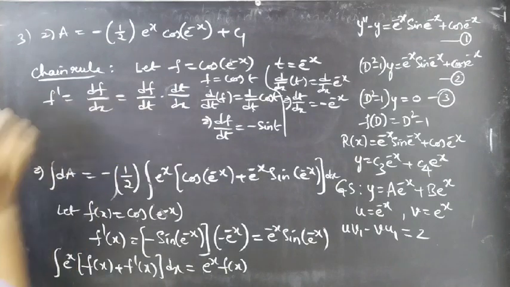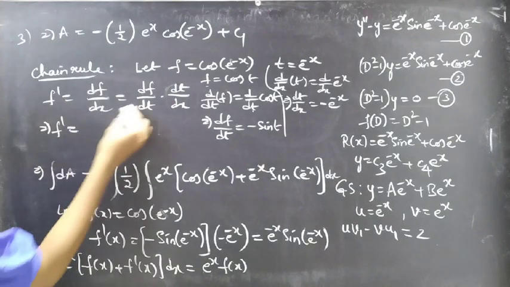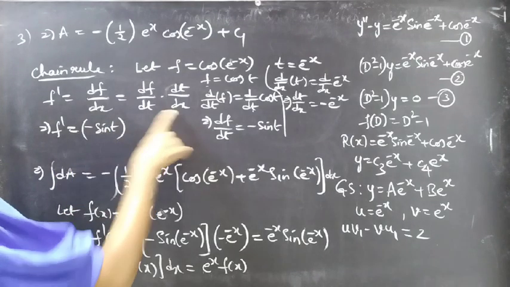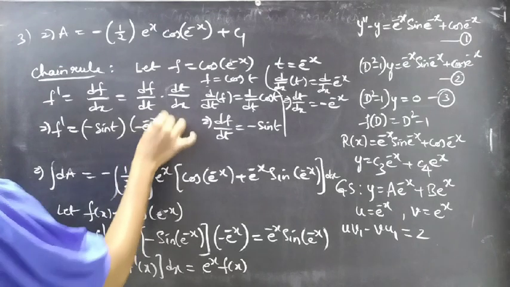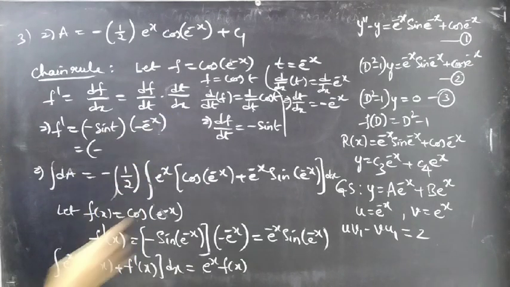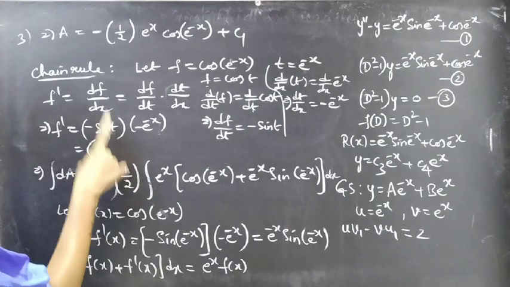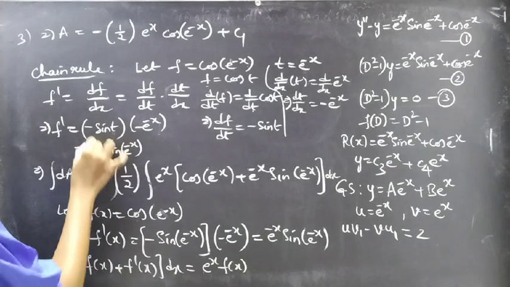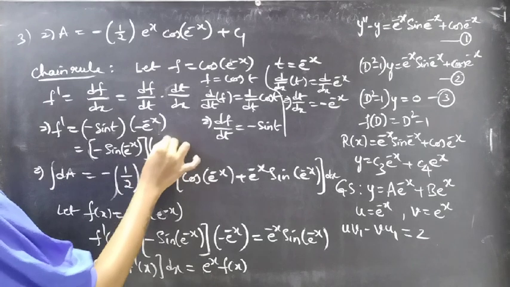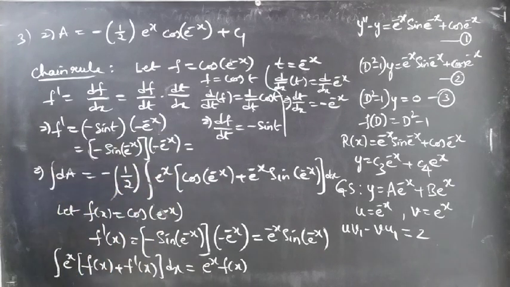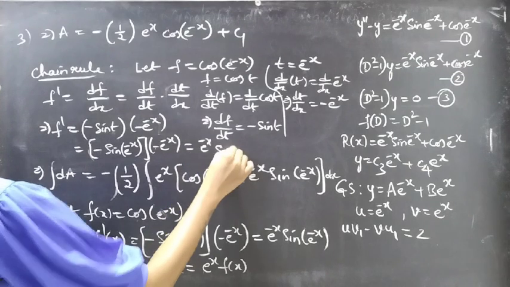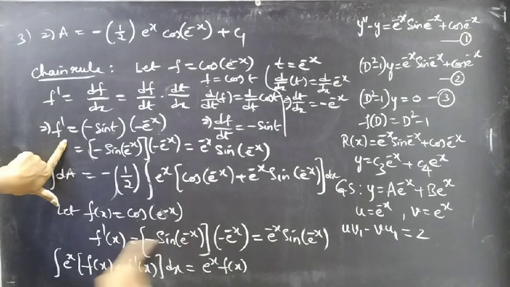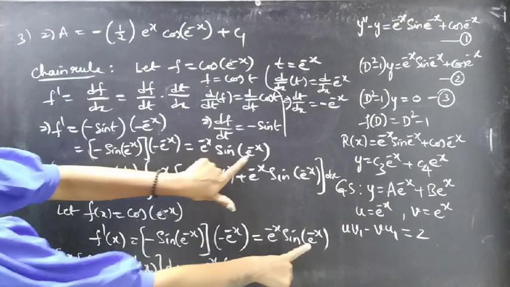dt by dx equal to the derivative of e power minus x with respect to x, which is minus e power minus x. Now coming to the formula, f dash equal to df by dt, which is minus sine t, into dt by dx, which is minus e power minus x. Since we know that t is e power minus x, let's replace this t by e power minus x. We'll get sine e power minus x into minus e power minus x, which gives us minus into minus plus e power minus x sine e power minus x. See, we'll get f dash of x equal to e power minus x sine e power minus x.